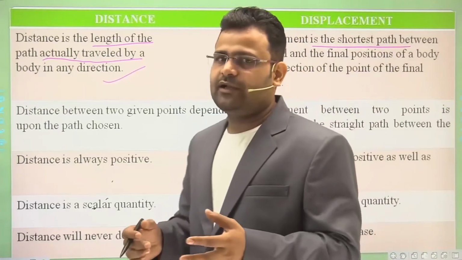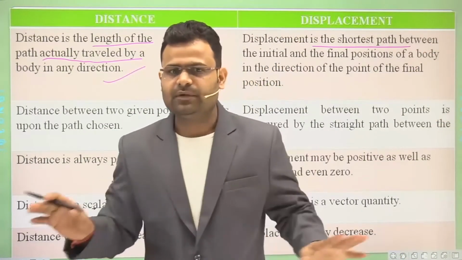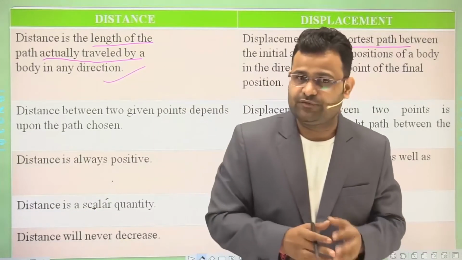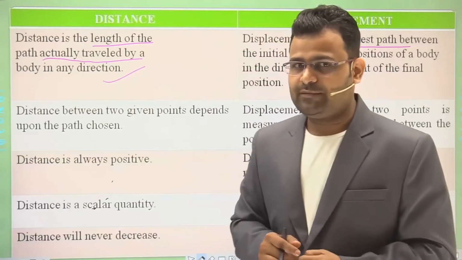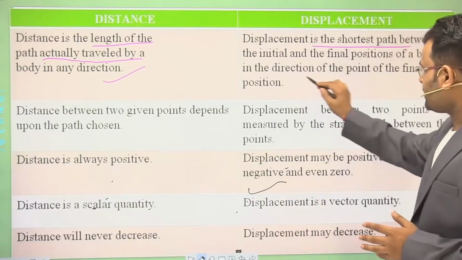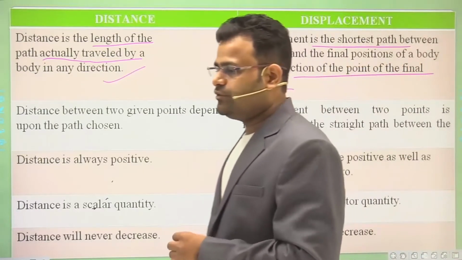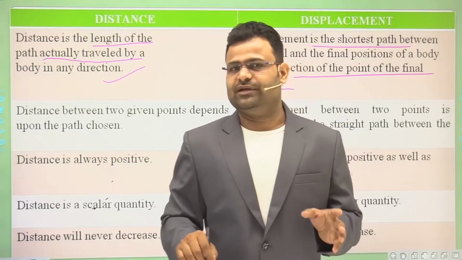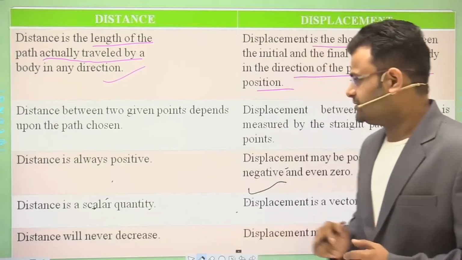Dear students, if you start moving and come back to the same point after some traveling over any path, then displacement is always 0, at any time period. Okay students, between initial point and final point there is no straight line, because when you come back to your same point, there is no straight line between the initial and final position. Okay, so displacement is 0.